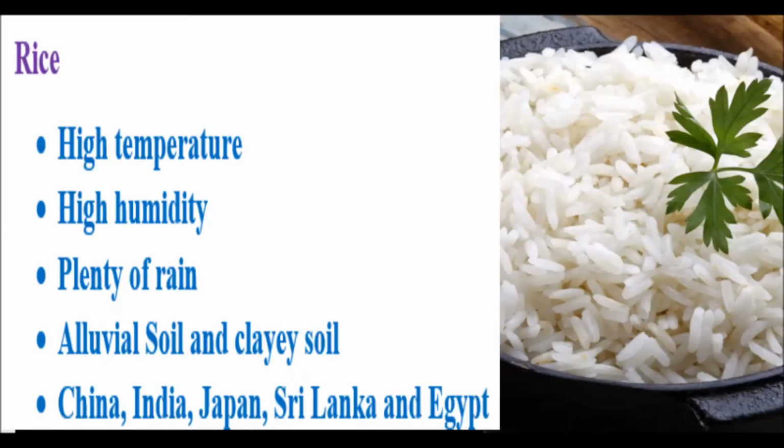Rice is a major food crop of the world. It is the staple diet of the tropical and subtropical regions. Rice needs high temperature, high humidity and rainfall. It grows best in alluvial and clayey soil which can hold water. China leads in the production of rice, followed by India, Japan, Sri Lanka and Egypt.